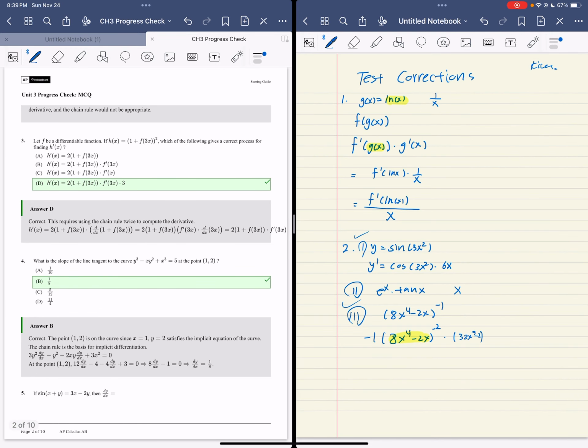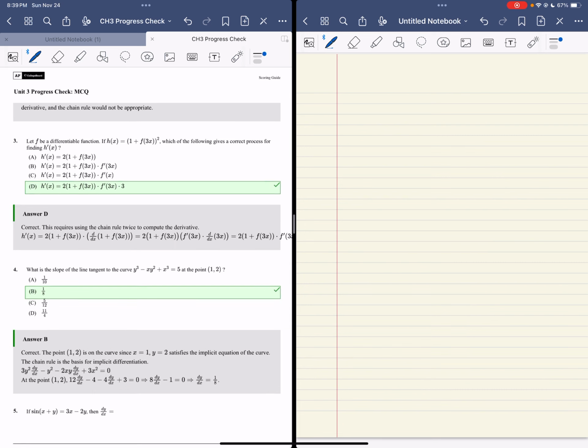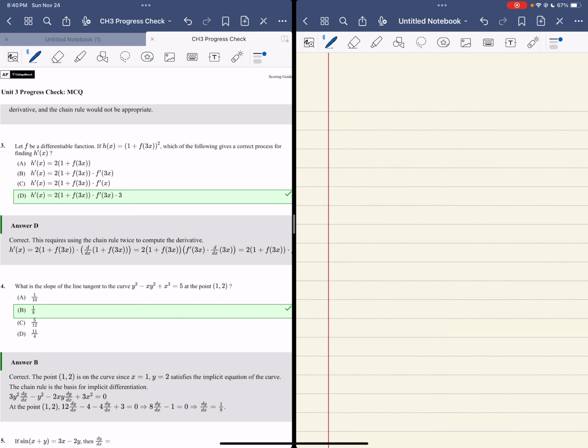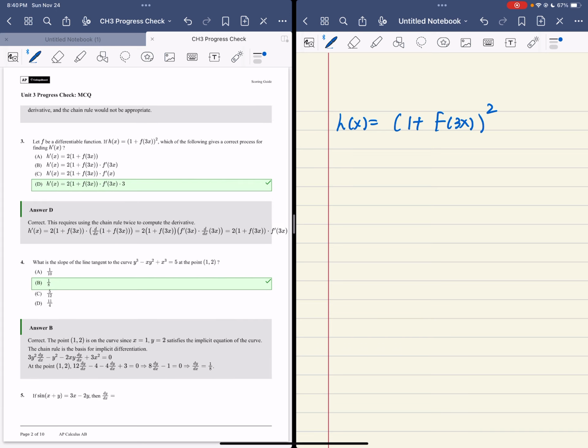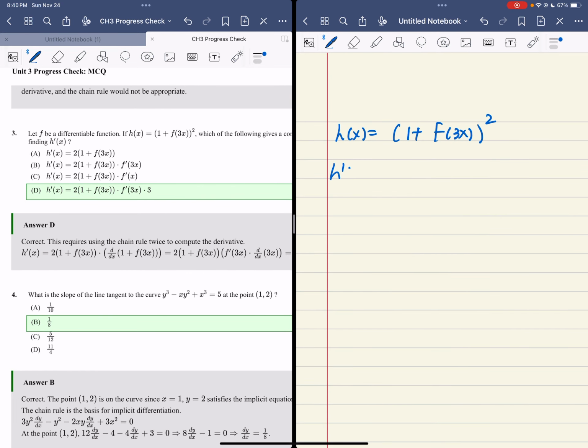So far it's easy. Let's do question number 3. f is a differentiable function. So h of x. By the way, I never went over this one. This is my first time trying it. So if I make a mistake, I make a mistake. Don't blame me. Well, you can blame me. Which of the following is it? It's easy. The only thing that you have to do is find h prime of x.